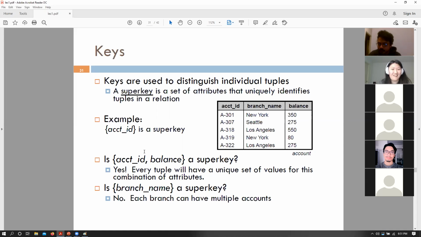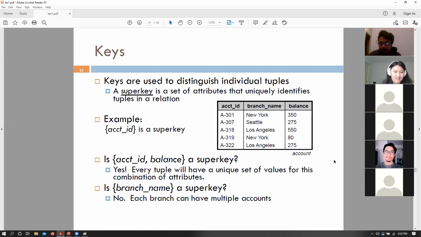I have a question. Yes. So account ID, branch name, and balance can be a super key. Yes, because it is still useful for distinguishing across your tuples. But the more efficient key is the account ID because there are no duplicates of account ID. Yes, and we call those efficient keys candidate keys or primary keys. Super keys are essentially the entire umbrella of terms that can be used as keys.